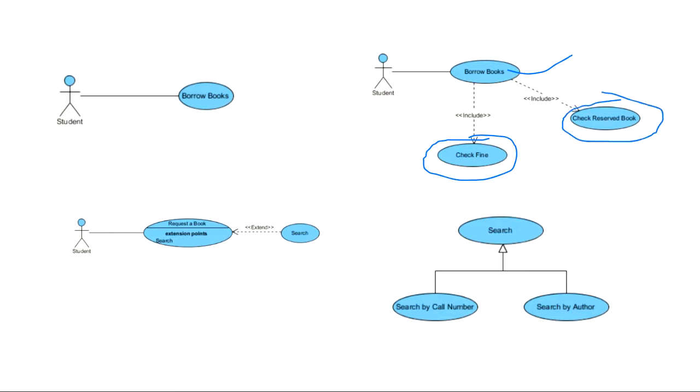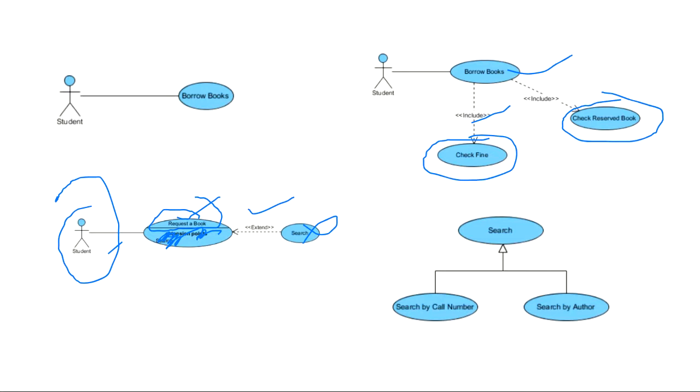The opposite of this include is this extend. Extend means, suppose this is the student and he is requesting a book, performing this use case of requesting a book. Sometimes in the backend, for example, the search is performed, or sometimes the book is directly available to him. So not always will this search use case be called. This is what is meant by extend. Only in some cases this will be called.